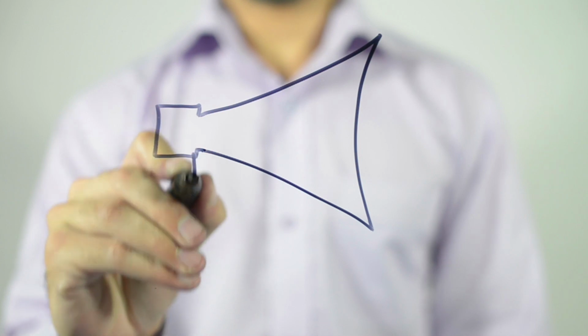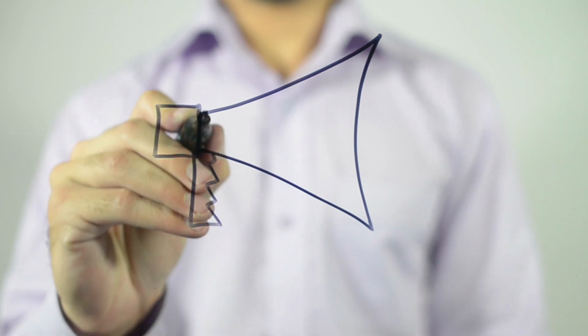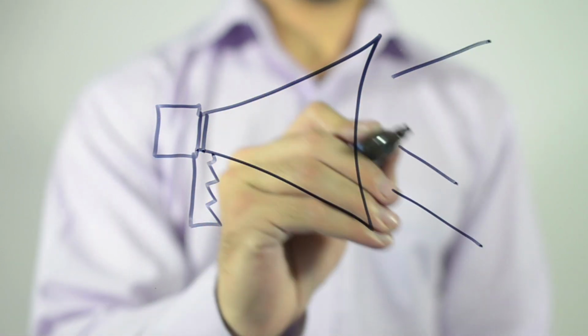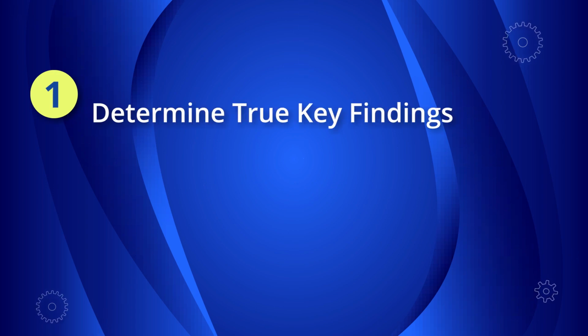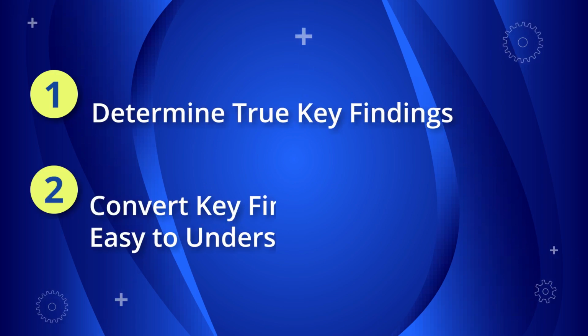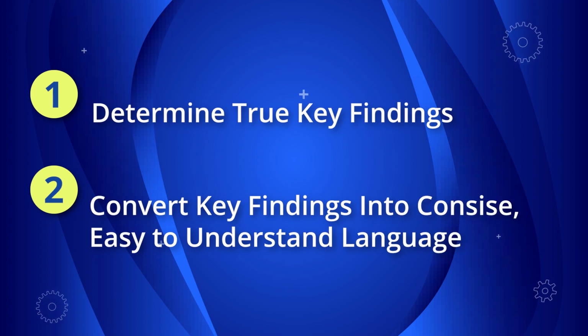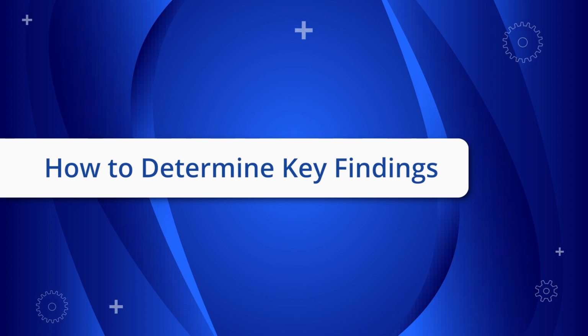So whether your goal is to get a press release picked up by a news channel or get the attention of a state legislator, you can use our two-step approach to make sure your findings are both compelling and translated in a way that is easily understood. Let's get started with how to determine key findings.